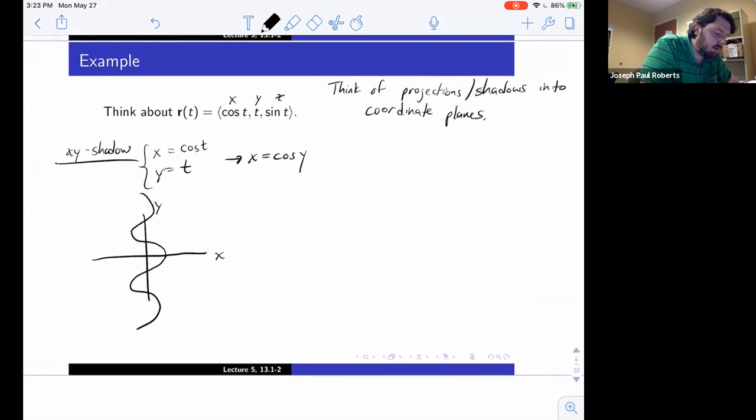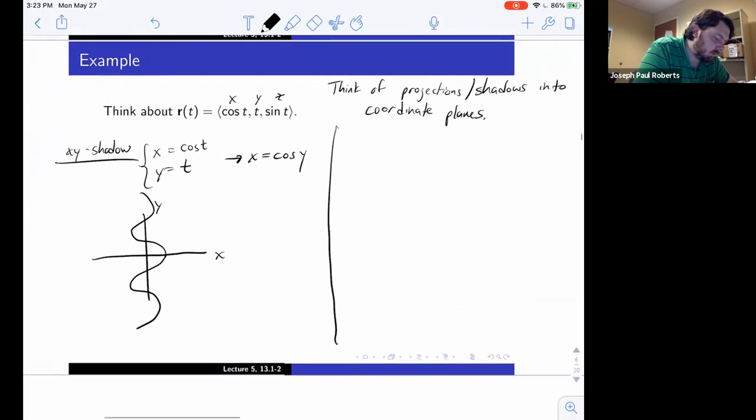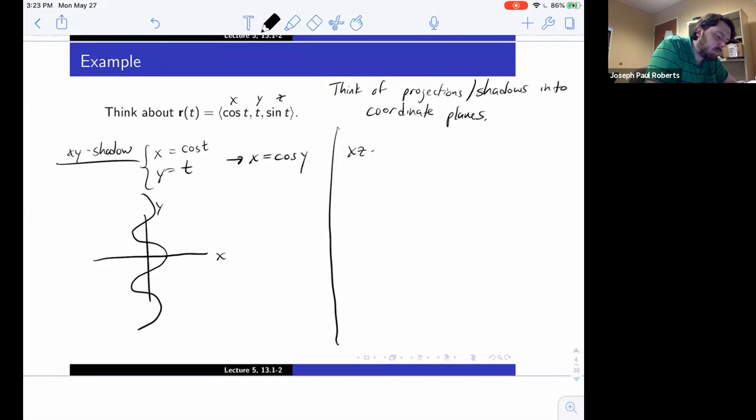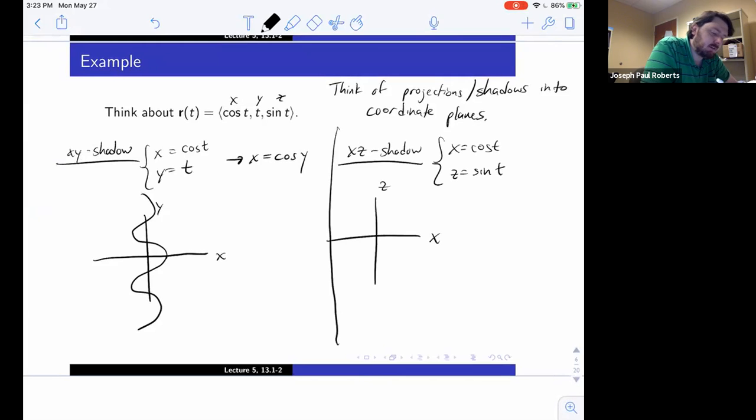Okay. And so then the xz shadow is going to be x equals cosine t, z equals sine t. And so then this is another one of our shortcuts. That's a circle, right? Cosine t, sine t, because you could use the Pythagorean theorem to see that x squared plus z squared equals 1, right? Because cosine squared plus sine squared equals 1. And so the xz shadow is just a circle.